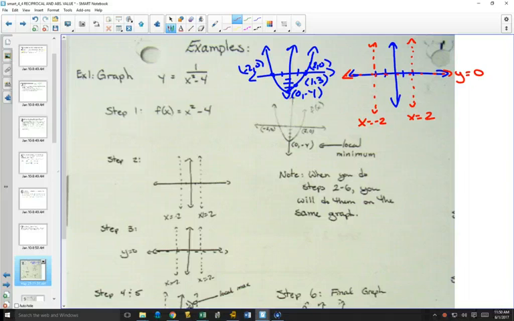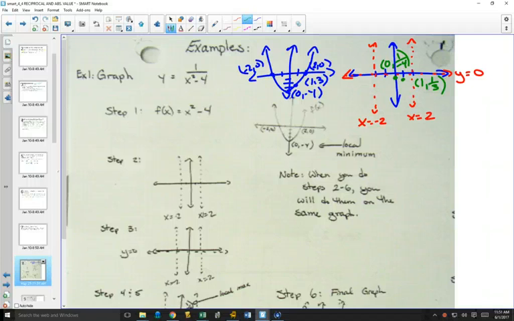Step 4 and 5 was work with your points. Do the transformation. Whatever y values you have, change to 1 over y. So what's going to happen to the point 0, -4? It's going to become 0, 1 over -4. What's going to happen to the point 1, 3? It's going to become 1 over 1, 1 over 3.